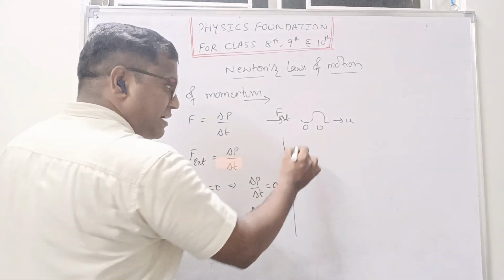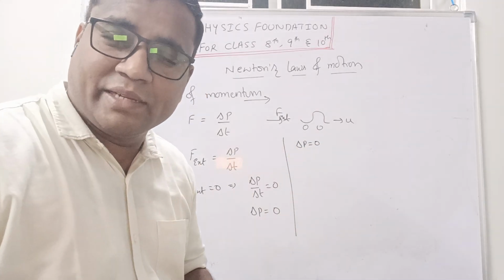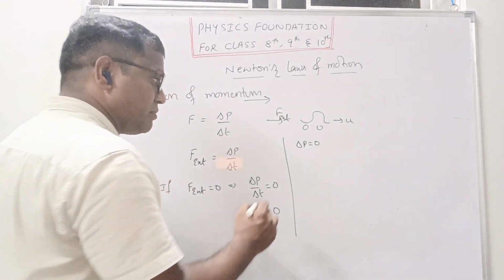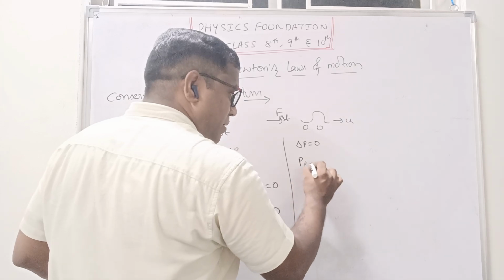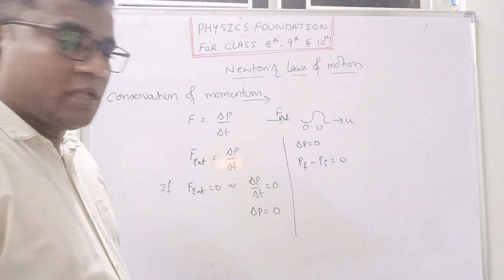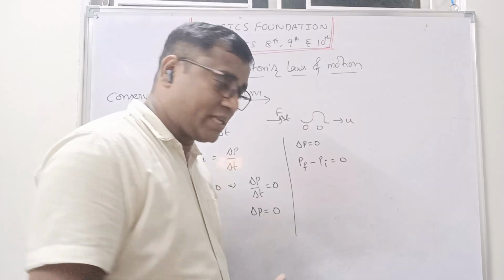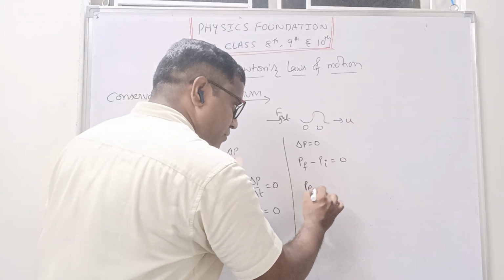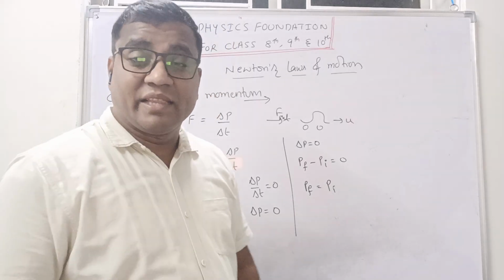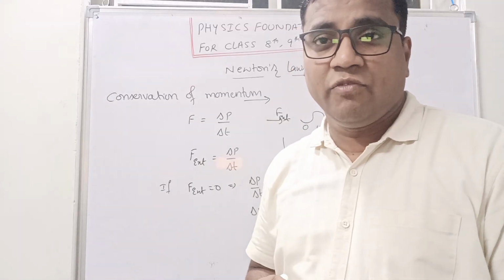Delta P is the change in momentum. Change in momentum is final momentum minus initial momentum, which will be 0 here. If the initial momentum goes to the other side, it will be plus. So PF is equal to PI. This is the law of conservation of momentum.